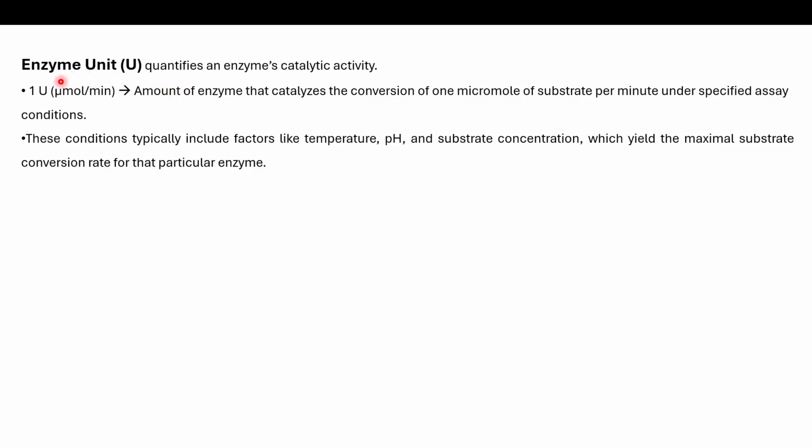When we talk about the enzyme unit, this is quantifying an enzyme's catalytic activity. So one unit is the amount of enzyme that catalyzes the conversion of 1 micromole of substrate in a minute under specified assay conditions. And these assay conditions can include temperature, pH, and substrate concentration, which yield the maximal substrate conversion rate for that particular enzyme, because at different temperatures, the activity of a particular restriction enzyme can change.